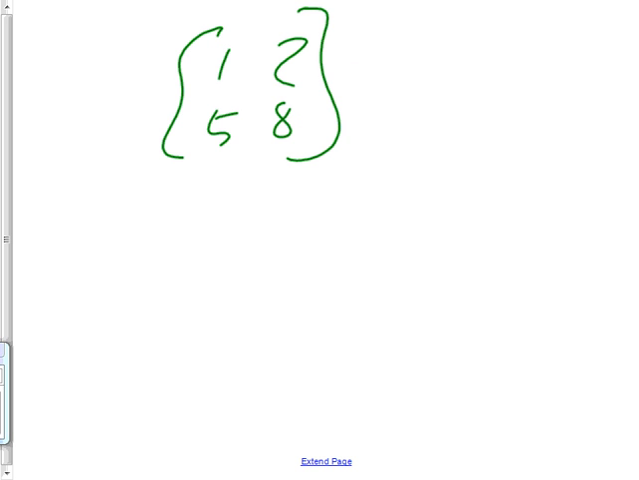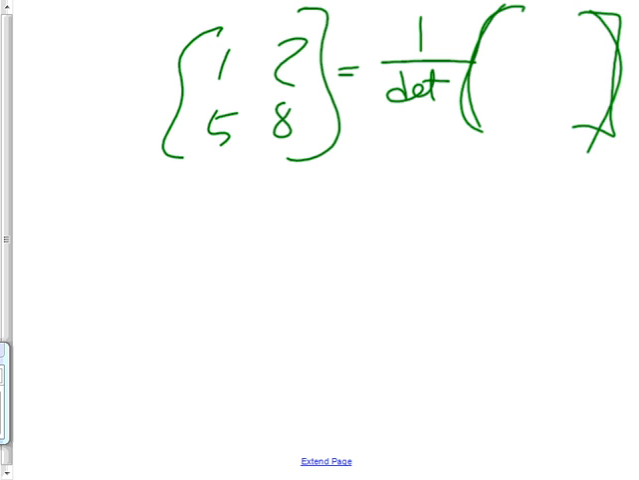To get an inverse of this, it's 1 over the determinant, and I'll show you that in a second, times the matrix, except the matrix has to be rearranged. Do you remember me saying the first shall be last and the last shall be first? The 1 and the 8 swap places. And then, does anybody remember what happens to these two guys?